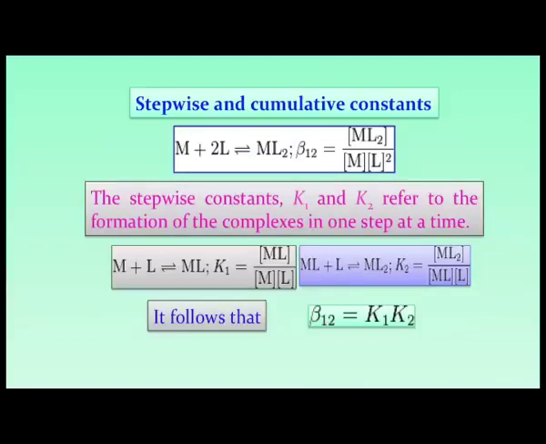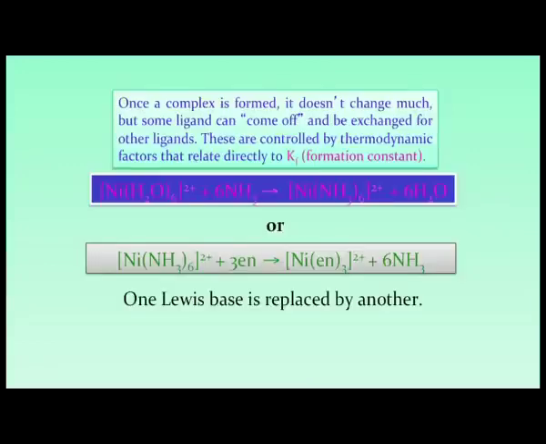This is very important, and it is also important if we go from a monodentate ligand to a bidentate one, where you find that in a complex some of the ligands can come out and exchange with other ligands, as I just told you about the water molecules. These water molecules can be removed by an incoming ligand like ammonia, and we can have the corresponding K value. These are controlled by typical thermodynamic factors and relate directly to the corresponding formation constant.